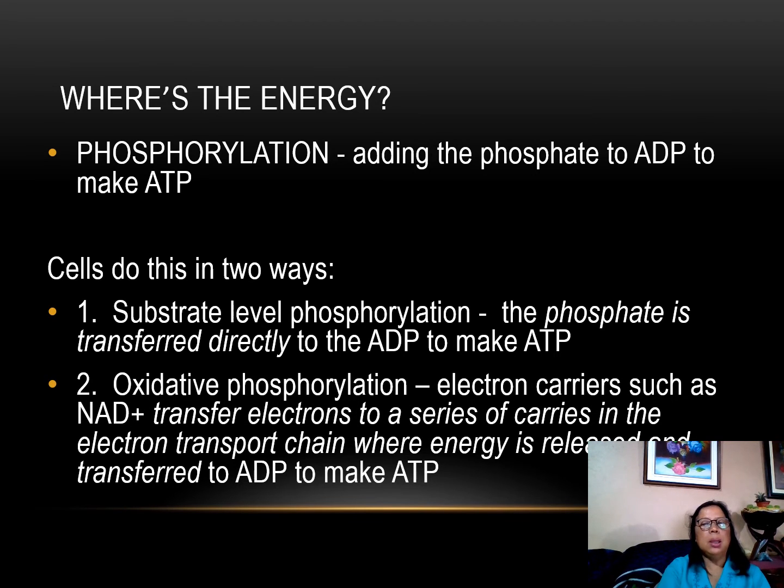Another is oxidative phosphorylation. So electron carriers such as NAD, nicotinamide adenine dinucleotide, plus transfer electrons to a series of carriers in the electron transport chain where energy is released and transferred to ADP to make ATP. So it's a longer process as compared with the substrate level phosphorylation.